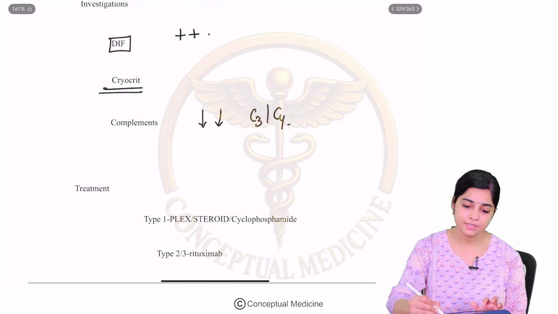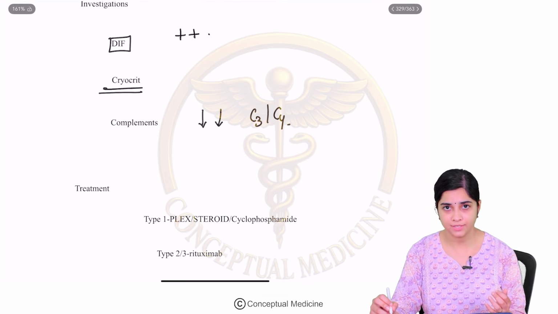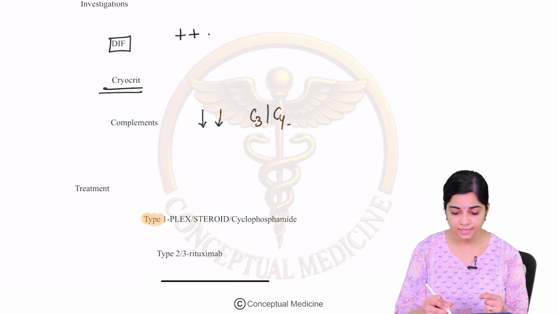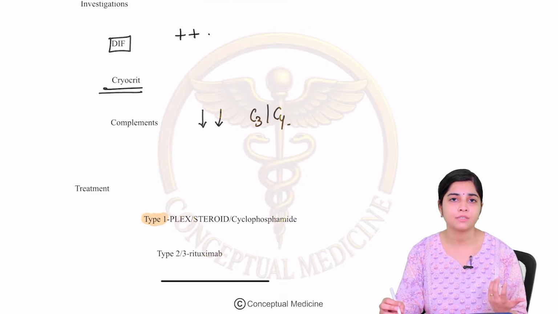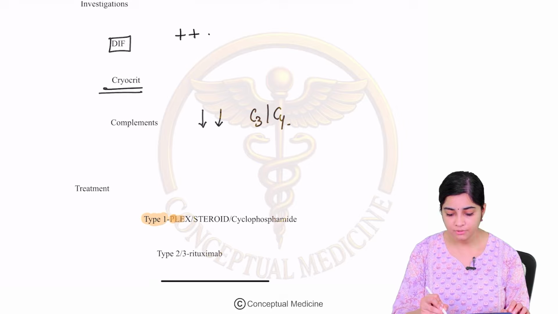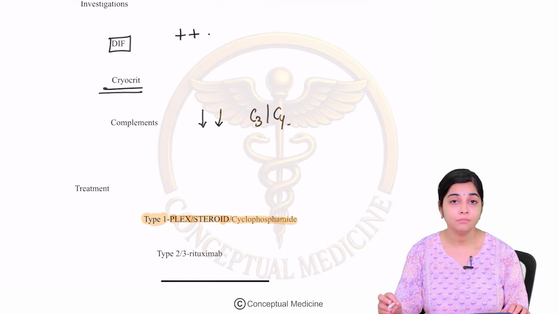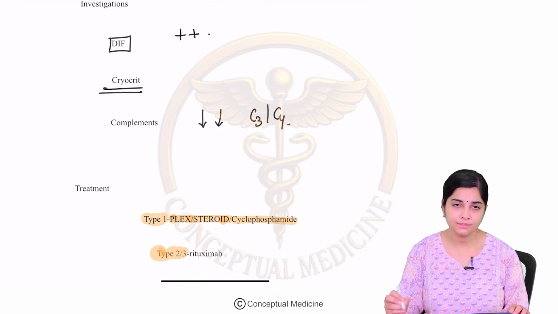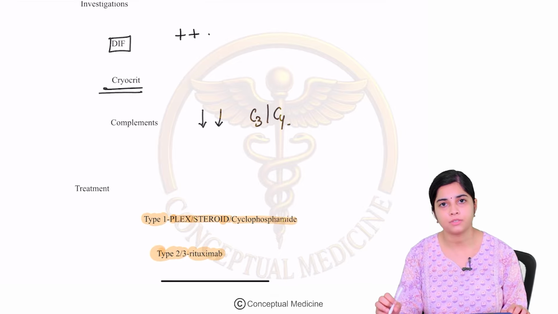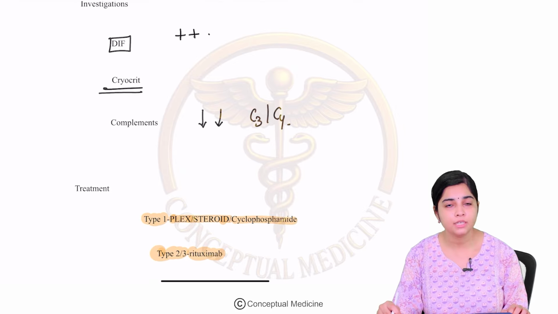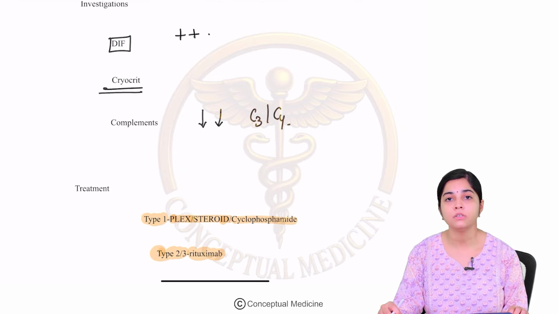Treatment depends upon which type of cryoglobulinemic vasculitis you are dealing with. If it is type 1, which is seen in Waldenström's disease with hyperviscosity and certain malignancies, you will have to go ahead with plasma exchange, and steroids or cyclophosphamide can be tried. In type 2 and 3 cryoglobulinemic vasculitis, Rituximab is the treatment of choice. Okay. So, with this we have come to the end of our discussion on small vessel vasculitis. Thank you.